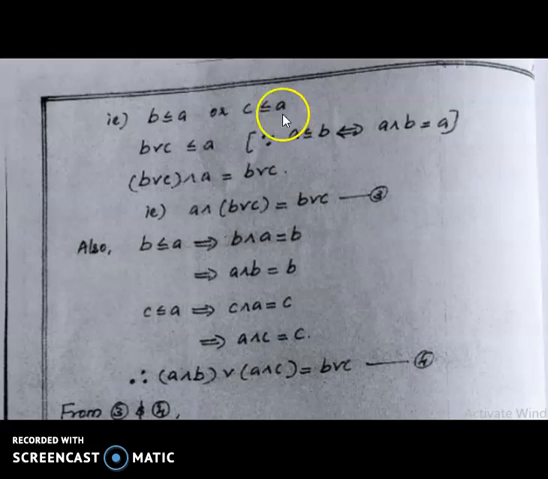Now we take these two equations once again. B less than or equal to A implies B and A is B. Or by commutative law, A and B is B. You can interchange this. A and B is B. So this is by consistency law: B less than or equal to A means B and A is B. Similarly, take the next one. C less than or equal to A means C and A is C. By consistency law, C and A is C. Now C and A can be written as A and C. You interchange this. A and C is C.